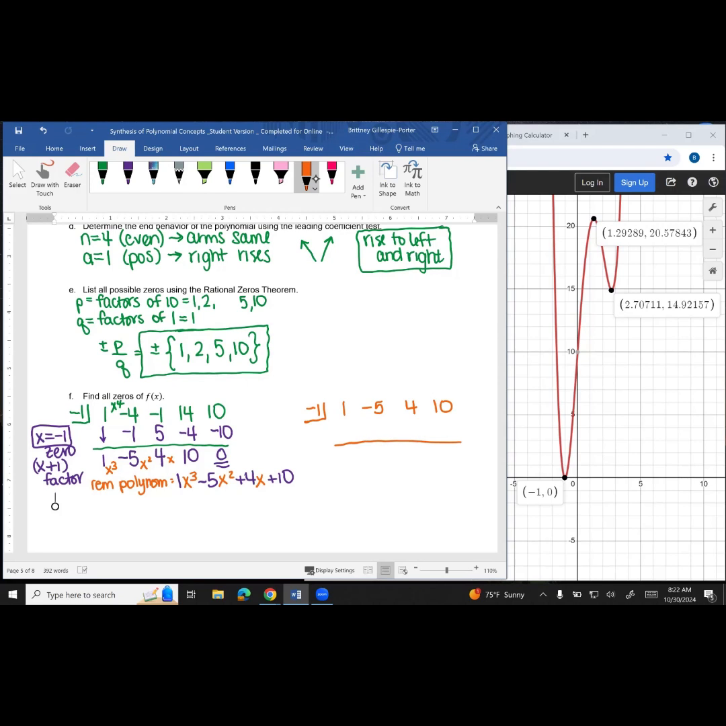Again, giving ourselves some room. First one always comes down. -1 times 1 gets us -1. Add vertically, we get -6. -1 times -6 gets us a +6. Add vertically, we get 10. -1 times 10 gets us -10, which gets us a 0. We just found again that x equal -1 is a 0, and x plus 1 is a factor.